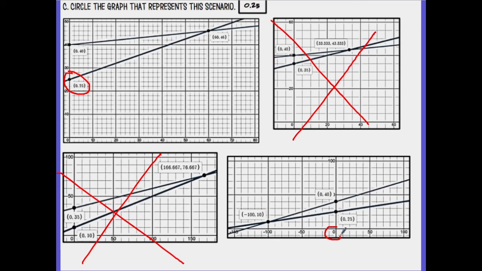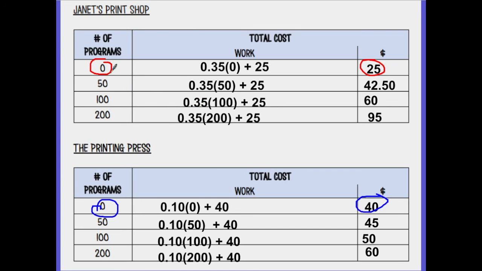Here, look here, this is 0, so this is where 0, 25 is on this. So it's one of these two. Let's check that other point, 0, 40. 0, 40 is here. All right, yeah, then we need to check something else, right? Let's go ahead and check, what else do we have? We have a 50 on here, right? Let's go back to our table and check out the value that we got for 50. So if I use 50, I get $42.50.